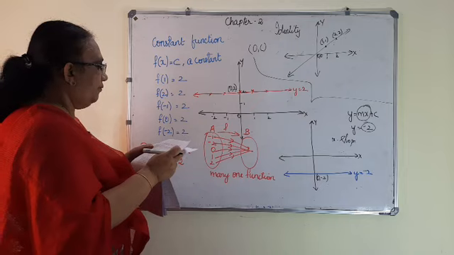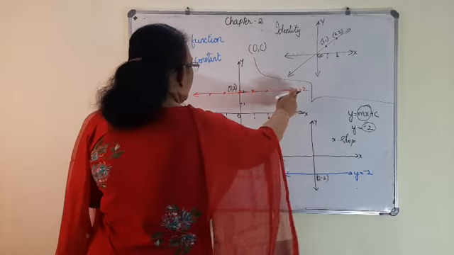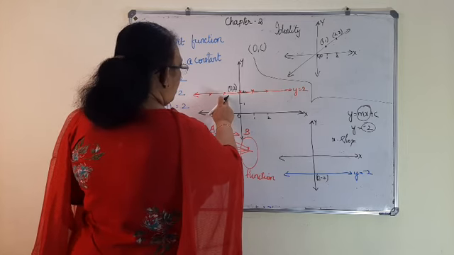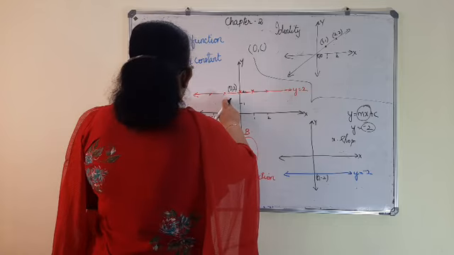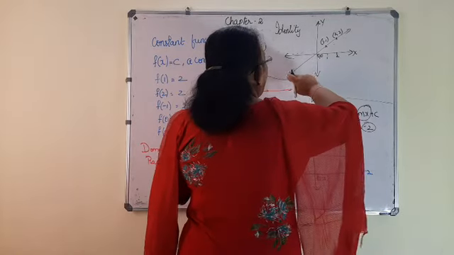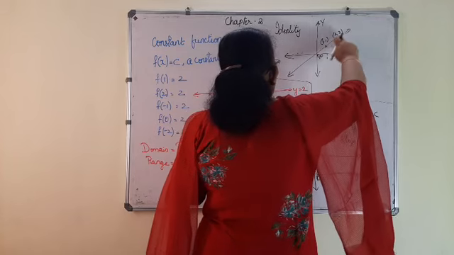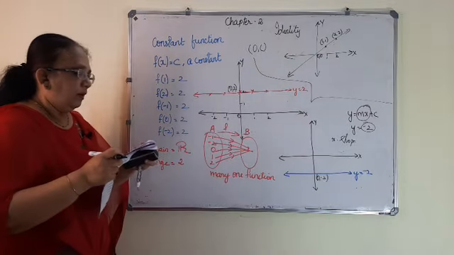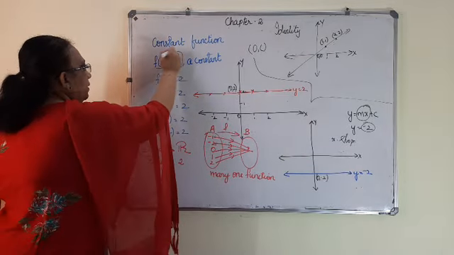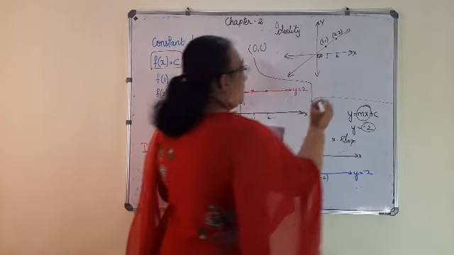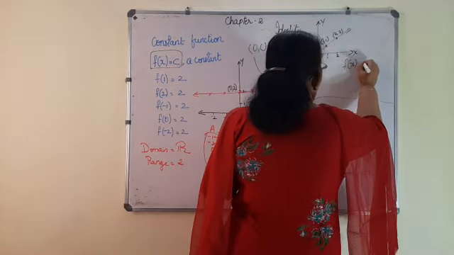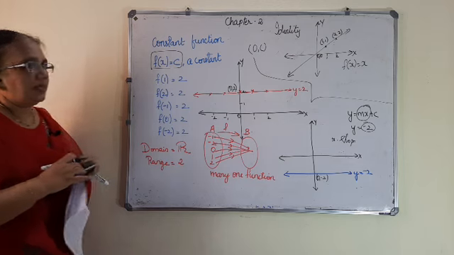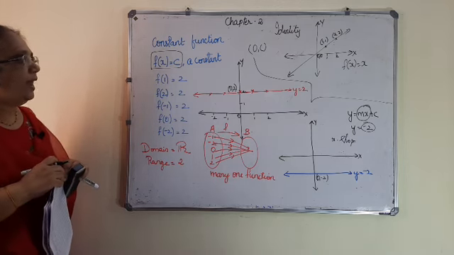The graph of a constant function is a straight line parallel to the x-axis, which has a slope equal to 0. And the graph of an identity function is a straight line passing through the origin, making an angle of 45 degrees with the x-axis, and the slope is equal to 1. Constant function takes the form f of x is equal to c, whereas the identity function takes the form f of x is equal to x. So, this is a comparison between a constant function and an identity function.